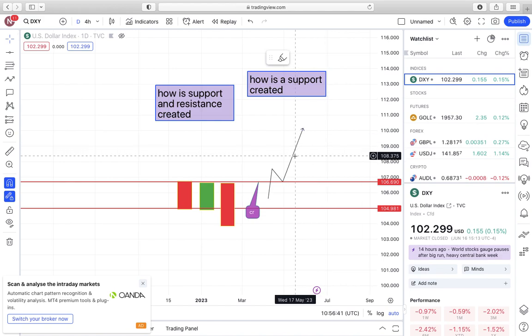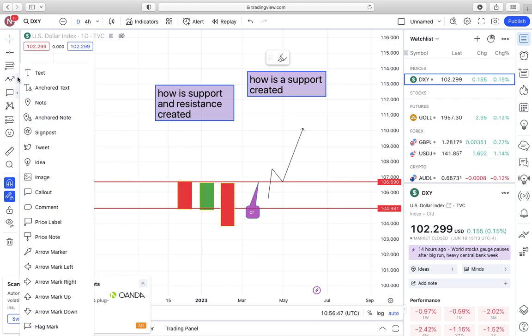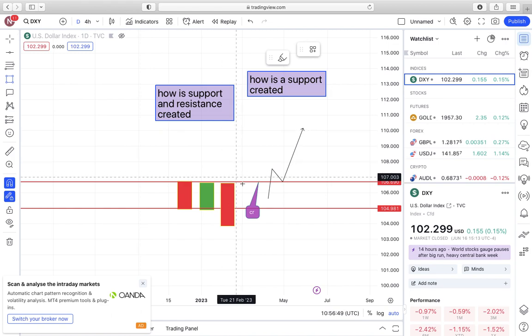How is support actualized? Support is actualized when a bullish candle is formed after the support.